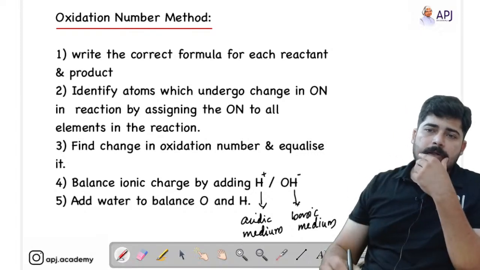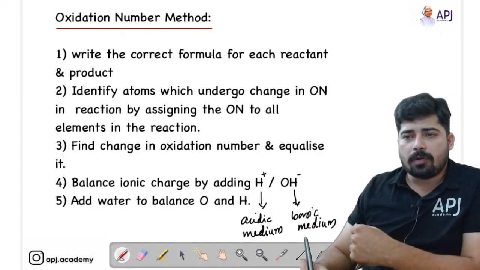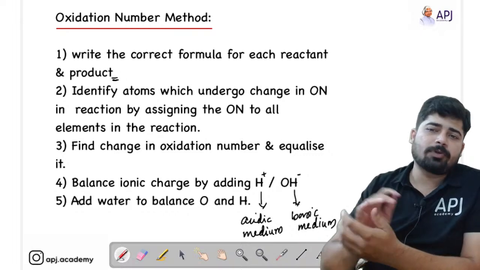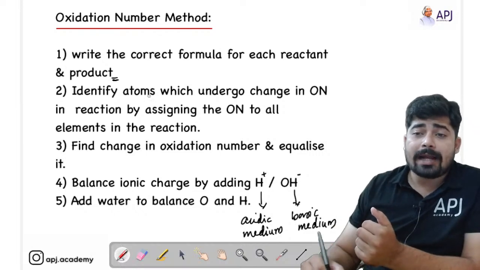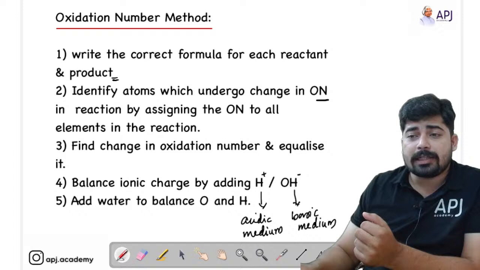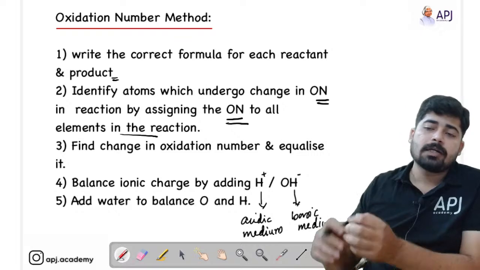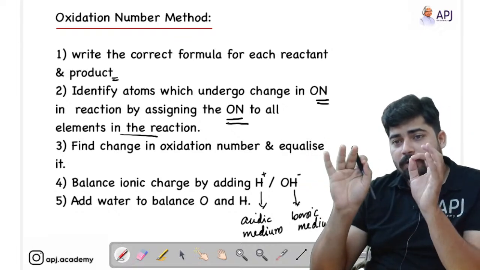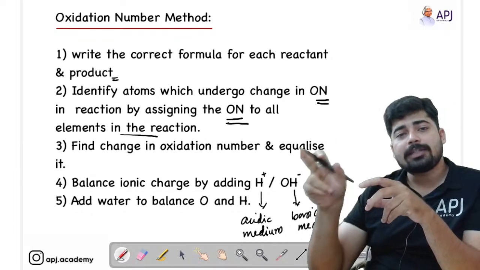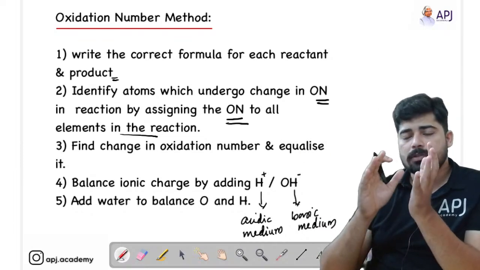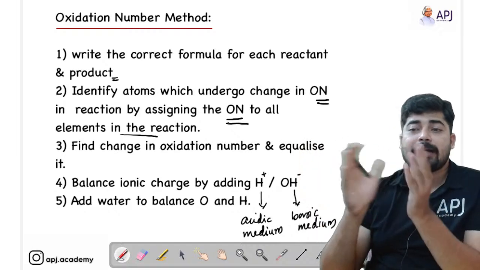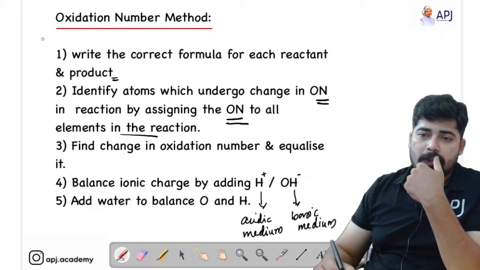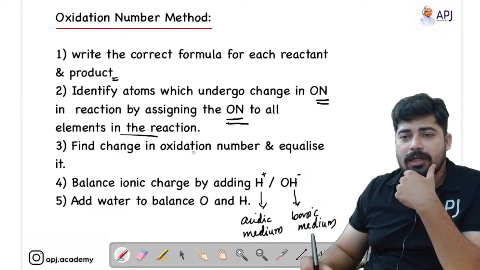Okay. So here you can see, write the correct formula for each reactant and product. That's the first step you have to follow. Then identify atoms which undergo change in oxidation number in the reaction by assigning the oxidation number to all the elements in the reaction. So first you write the correct formula, then you assign the oxidation numbers and identify the atoms which undergo the change.